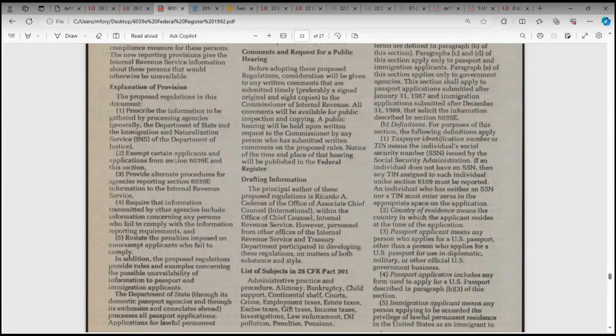The purpose, the proposed regulations in this document. Number 1, prescribe the information to be gathered by processing agencies, generally the Department of State and Immigration and Naturalization, INS, of the Department of Justice. Number 2, exempt certain applicants and applications from Section 6039E and this section. So it exempts certain persons.